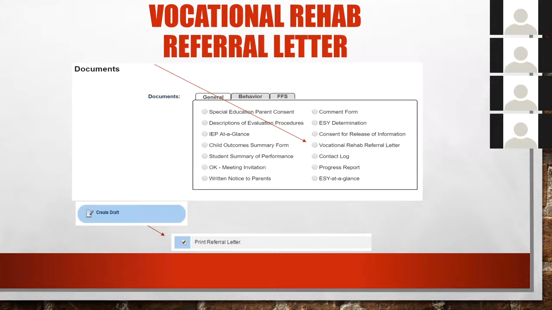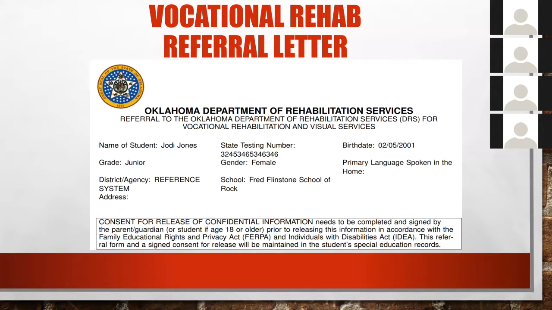Okay, the VOC Rehab Referral Letter can be accessed from the Documents tab, or it can be printed from the Create Draft button. So you're going to, again, fill it out, sign it, and then upload it into OK EdPlan. And we mentioned earlier about that consent for release of confidential information. And just as a reminder, there's that box right on the referral letter that reminds the team to make sure they're getting consent for release of confidential information before sending in those referrals.